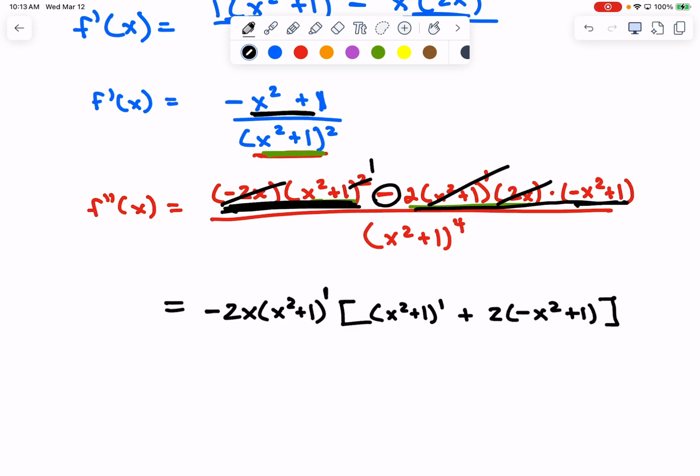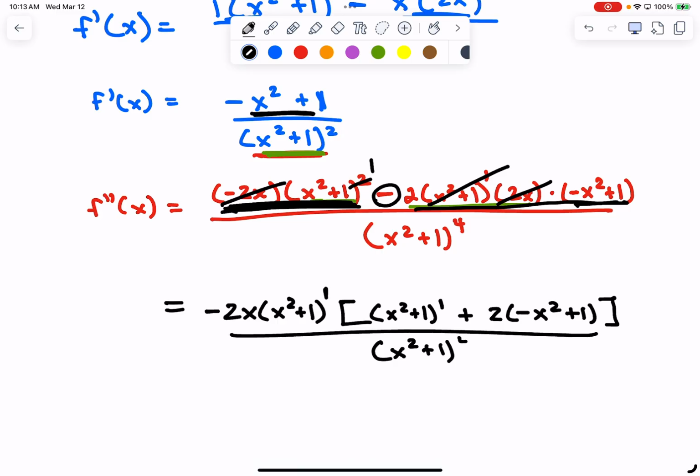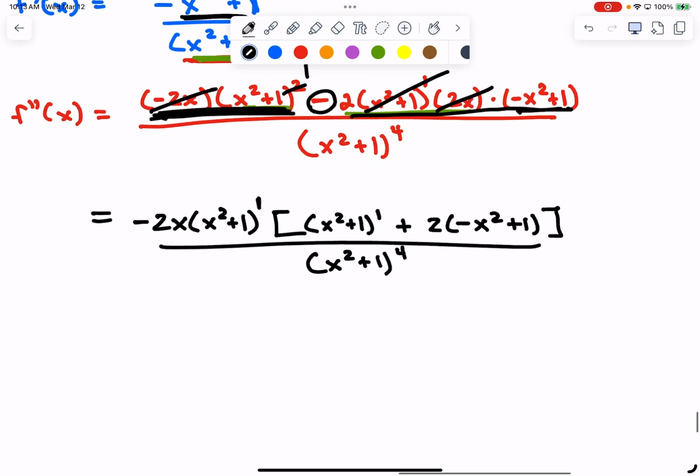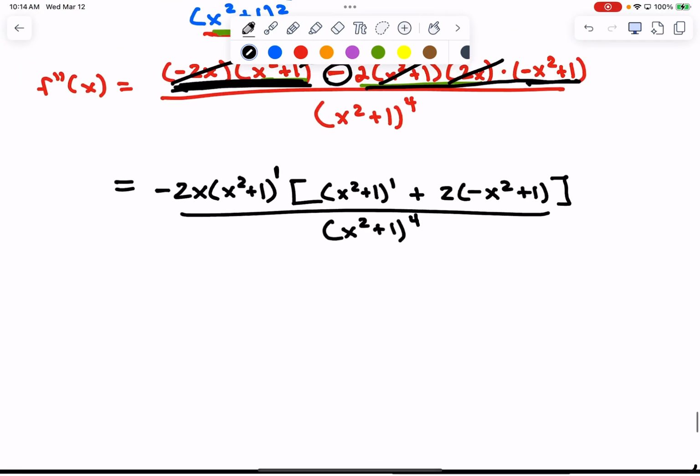Could you handle that without having to clean it up? And that's still over the bottom to the what? 4. Which is nice now because you actually can cancel one of those out now. Because this out front is times, can you cancel one of those x squared plus 1s? Darn right you can. Okay, that's going to go to the third power. So now we're going to have negative 2x times, let's clean this up on the inside. Here we go. Got x squared plus 1 minus 2x squared plus 2.